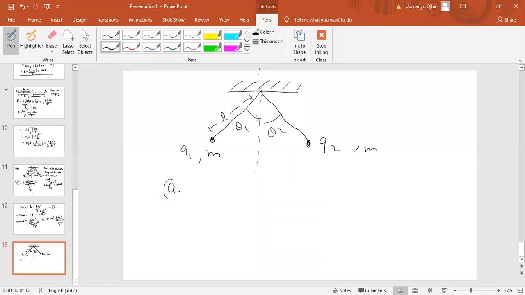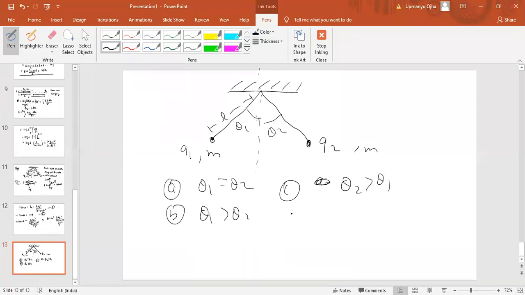So we have four options. First option is that theta 1 equal to theta 2. Second, theta 1 greater than theta 2. Third option, theta 2 greater than theta 1. Or we can say data insufficient, that is the fourth option. We have two point charges Q1 and Q2, both masses are equal. So which would be the correct answer: A, B, C, or D?